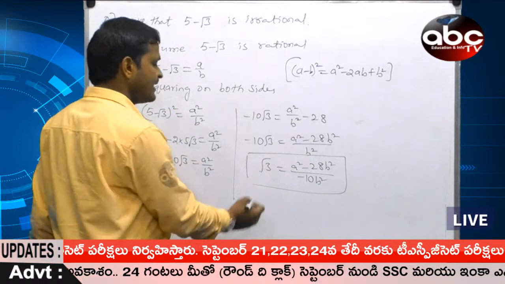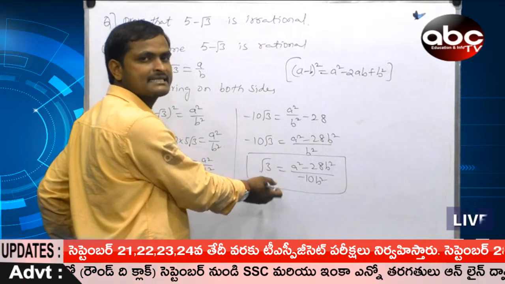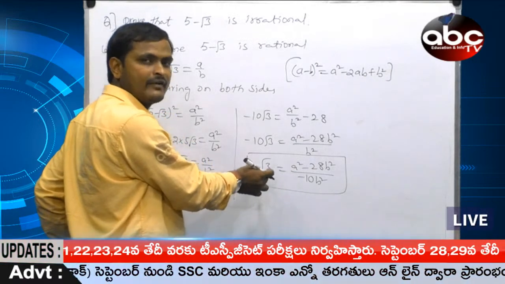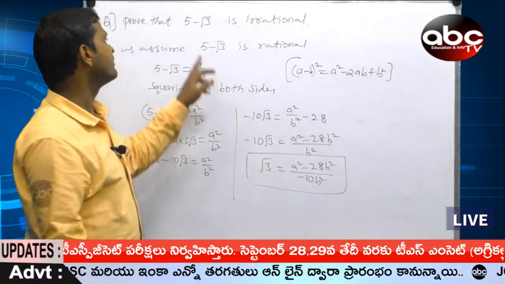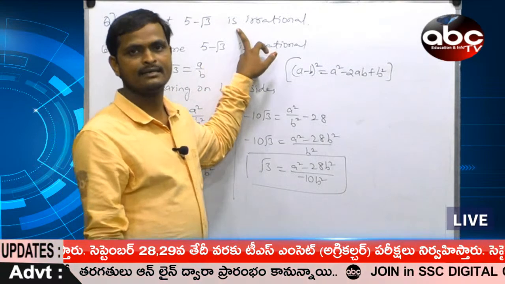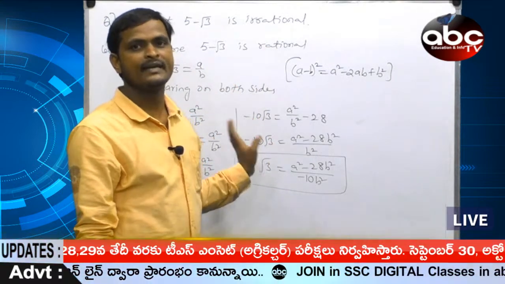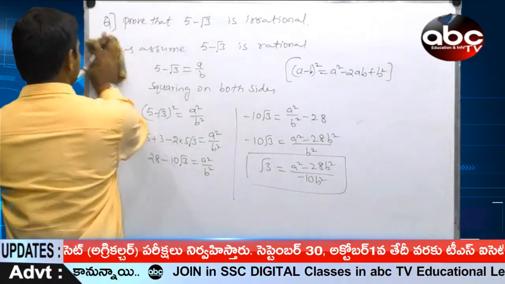Okay, when is irrational equal to rational? No, this is a contradiction. Our assumption is false. So we conclude that the given number 5 minus root 3 is an irrational number. Is it clear, students? Very simple. Okay. Then next, exponentials.